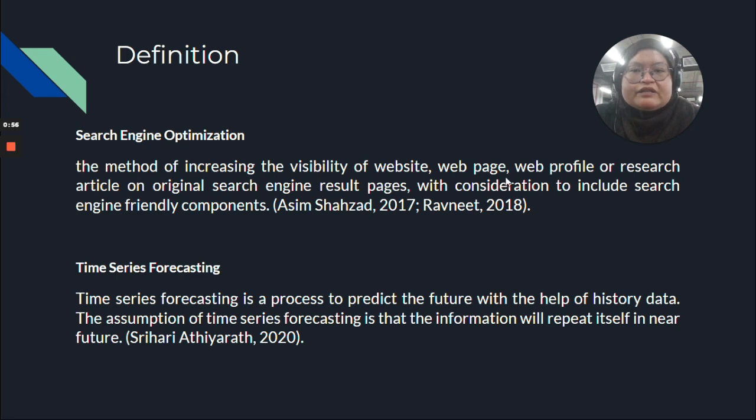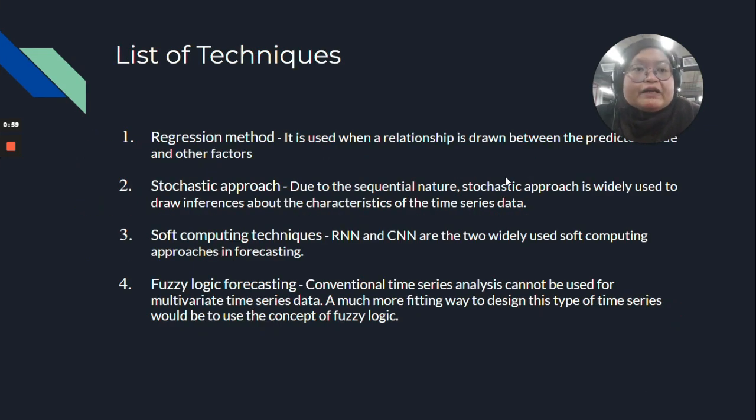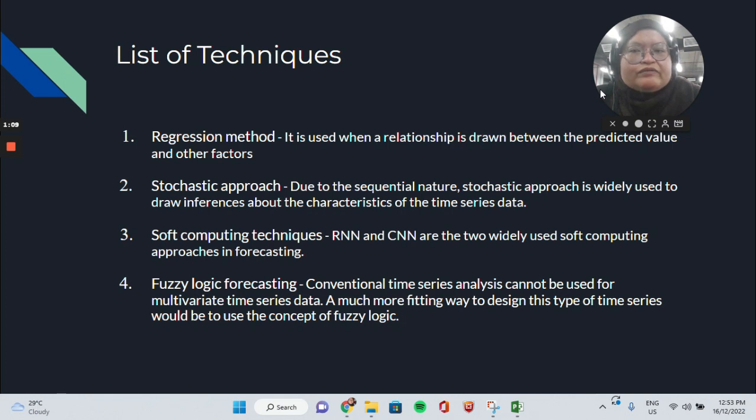So let's go next. From the paper that I've read, there are four techniques that were discussed. The first one is the regression method. It is used when a relationship is drawn between the predicted value and other factors. The second one is the stochastic approach. Due to its sequential nature, the stochastic approach is widely used to draw inferences about the characteristics of time series data.